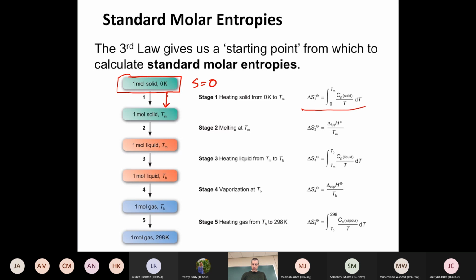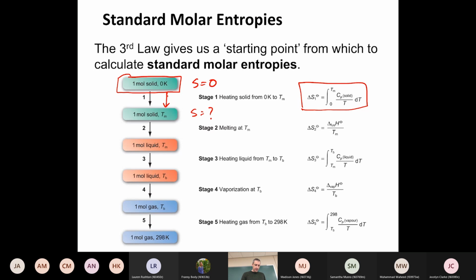We have an equation, which I'm not going to get you to use or calculate. It uses a bit of calculus, some integration. What you can do is figure out what the entropy change is, bringing it from 0 K up to its melting point. That allows us to calculate the entropy after that warming.